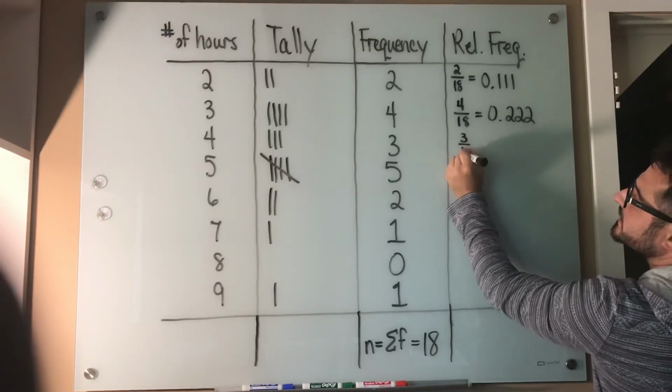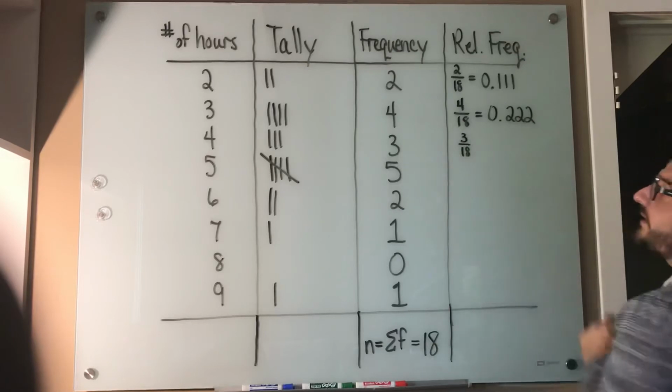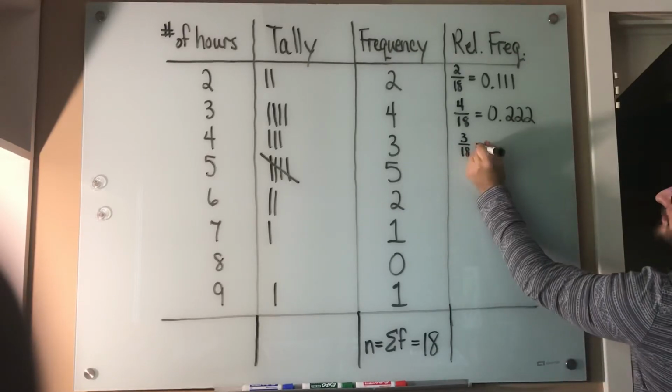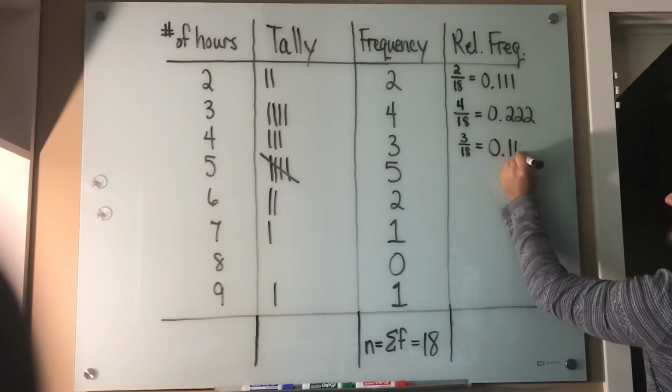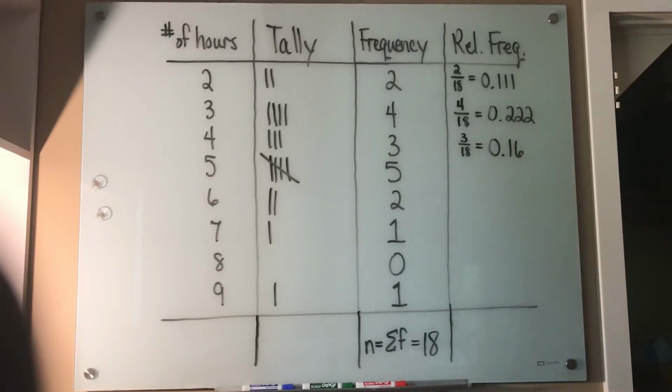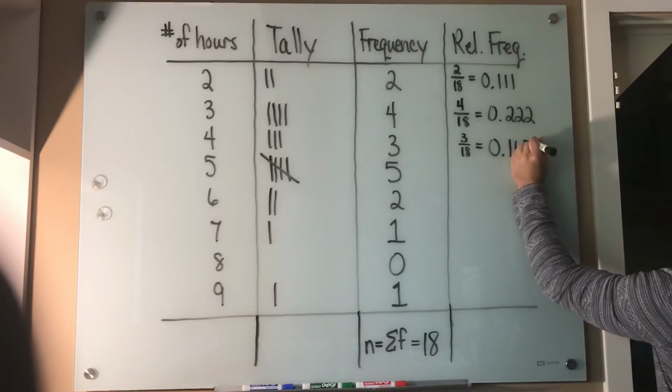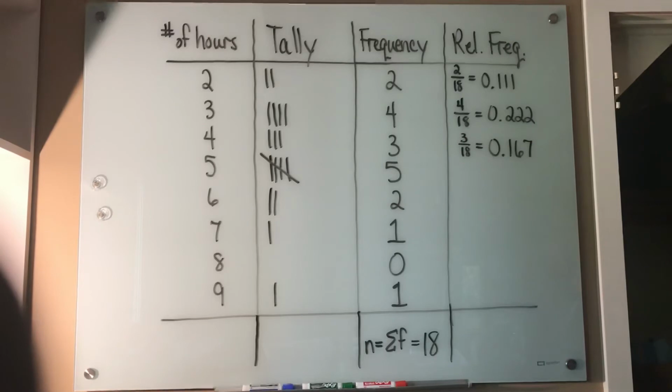The next has a frequency of 3, so we have 3 over 18. Again, we can always use a calculator for this. Now, this is actually going to give us 0.16 repeating, so we have a 1 and then just 6s forever. So that should round up to 0.167.